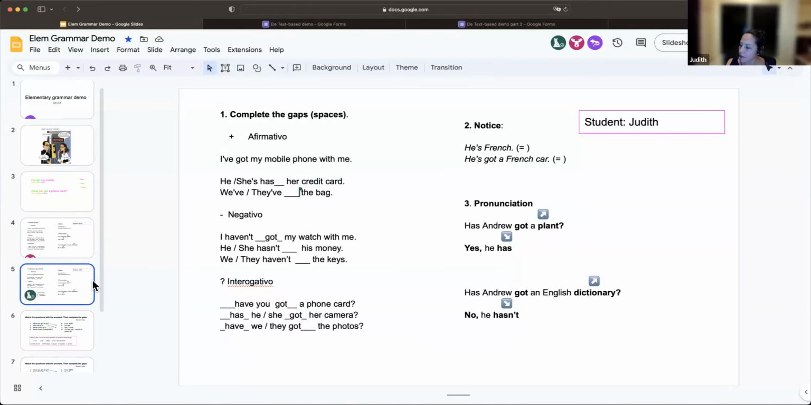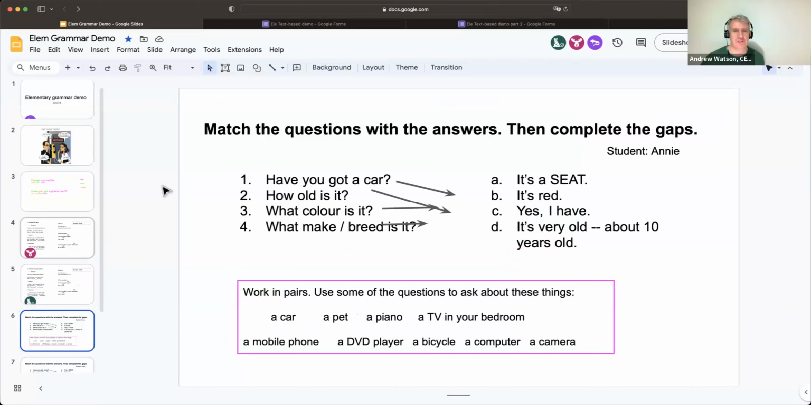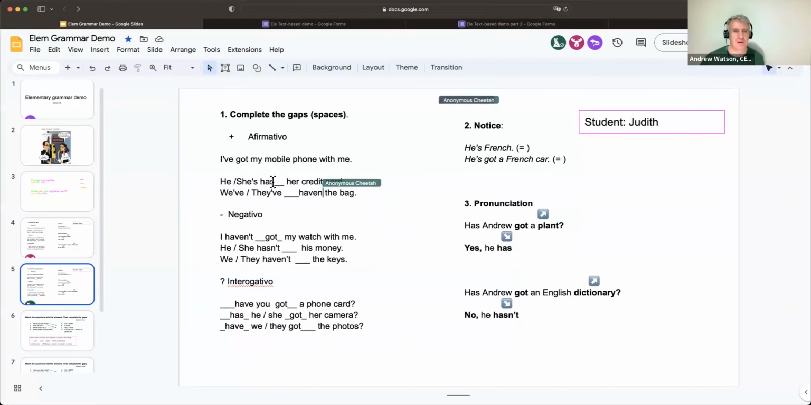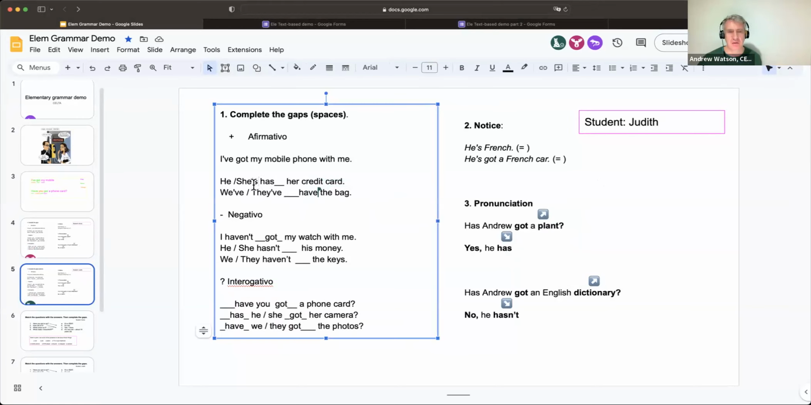Check Judith's. Okay, just stop there, Judith, for a second. Now, with this contraction here, that's has, right? So what you need to have here is got. She's got, yes? So what about this one here? We've or they've? Because this is the have contraction. So we need got, right? Yes. Okay, and then the negative, that's correct.